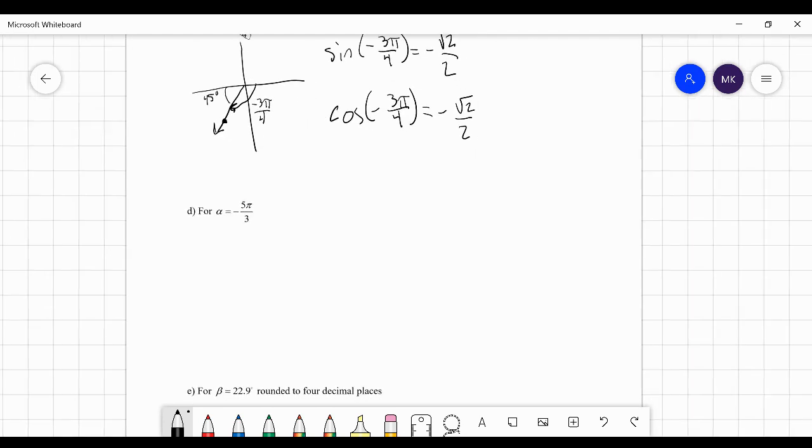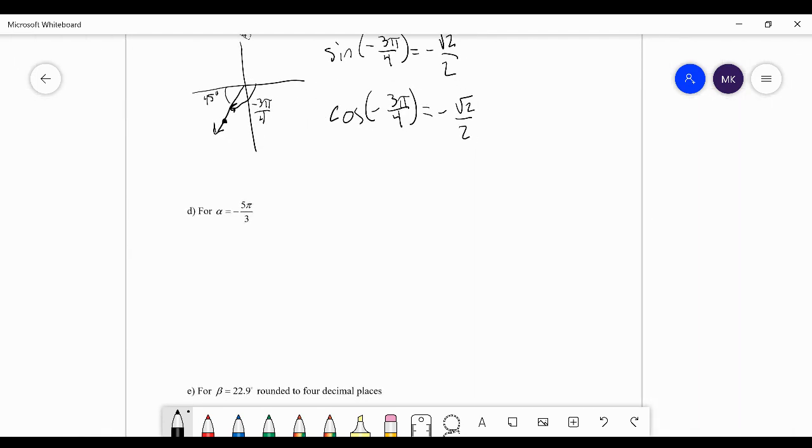So I want you guys to pause this video and do part D on your own, okay? I want you to work through and solve what these sine and cosine values are if alpha is negative 5 pi over 3. So go ahead, pause the video. Keep working. Pause it. Come on, you can do it. All right. Good job. Thank you.